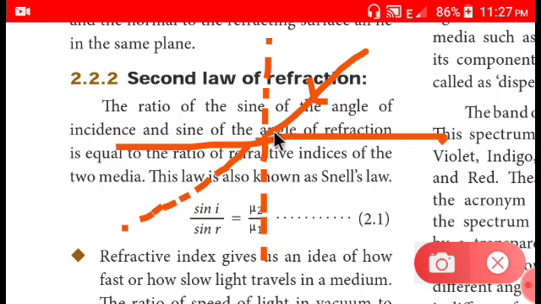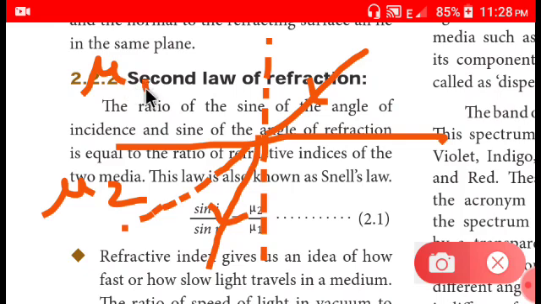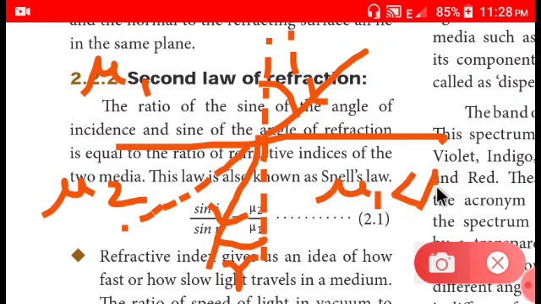This is the path the light must go if there is no interface, but actually there is an interface. Mu2 is there and mu1 is here. This is the angle of refraction and this is the angle of incidence. Here we consider mu1 is lesser than mu2. So what does this mean? In mu1 light can travel faster, but in mu2 light travels slower. So that's why it is going to bend towards the normal. This is just the representation.